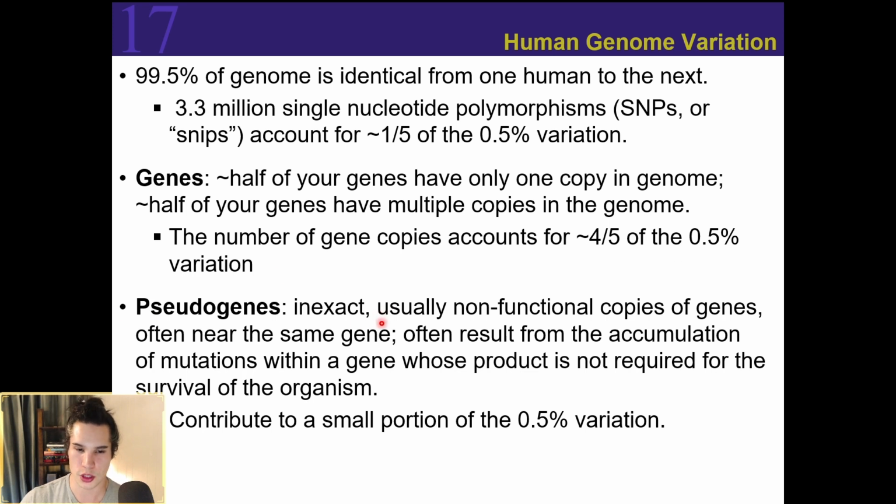Now we also have pseudogenes, which are inexact, usually non-functional copies of genes that are oftentimes located near the same gene. Often it's a result of the accumulation of mutations within a gene whose product is not required for the survival of the organism. That only contributes a small fraction of that 0.5% variation. So most of it is due to multiple copies of any of our genes within our genome.